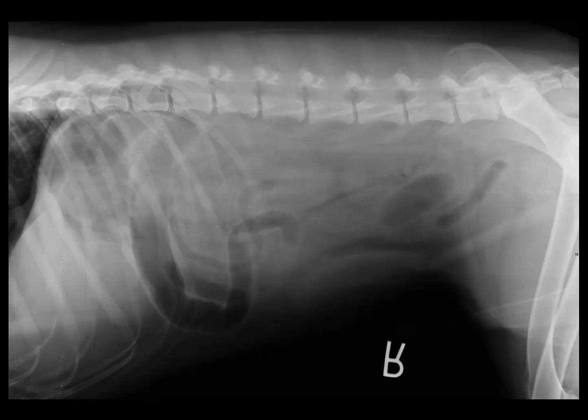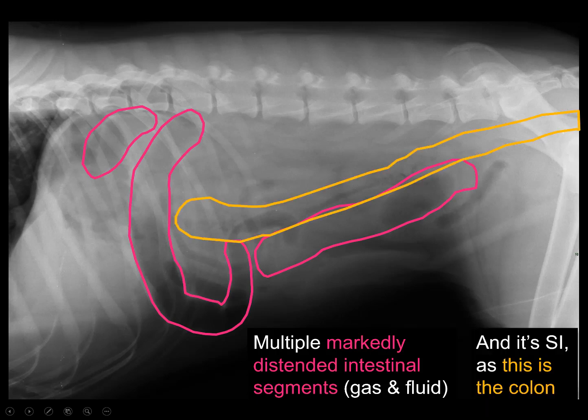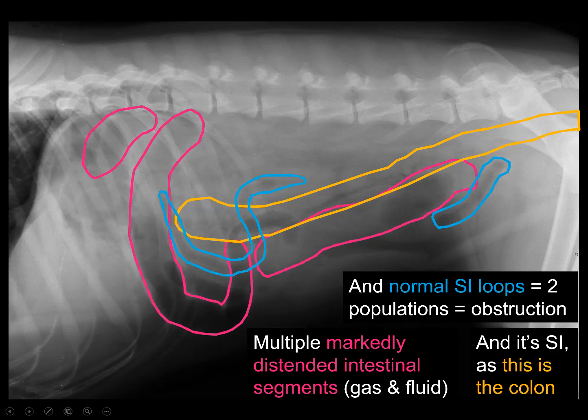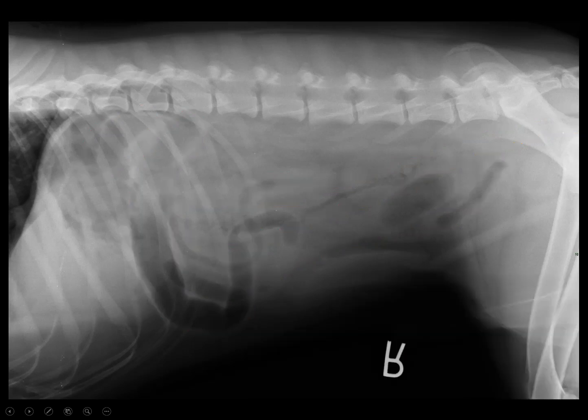So we got another vomiting patient. This one's a dog. And here we have, again, evidence of two populations of small intestine. There are some larger segments that are not going the direction of the colon, and there are some smaller segments. This looks like colon right here. So we do have two populations of small intestine. So given that, I'm quite convinced that we have an obstruction. And then the question is, can we find where the cause is? Again, sometimes you can, sometimes you can't.